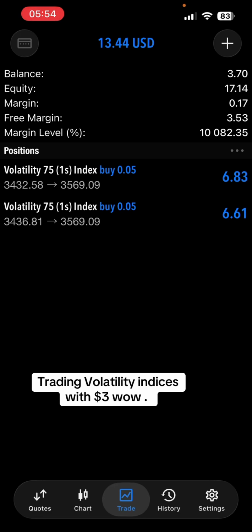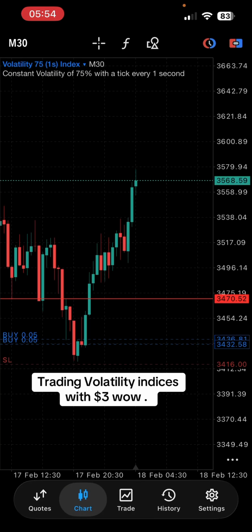And for those of you who are new to trading, what you're seeing on the screen is the profit for this trade. I'm trading with $3, and you are seeing the profit is $13 something. I'm going to show you this principle, this idea, or this strategy.